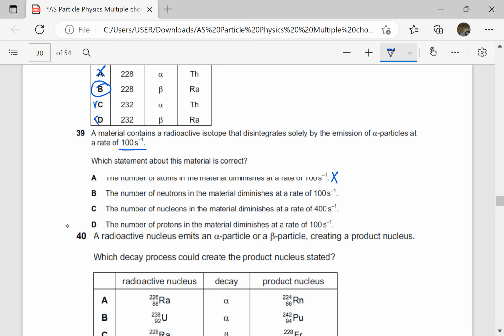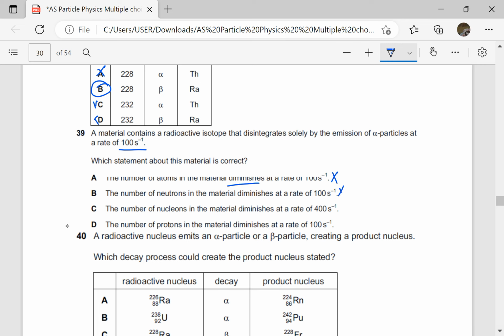That is not true. A material contains a radioactive isotope that disintegrates solely by the emission of alpha particles at a rate of 100 per second. That is 100 in 1 second. The number of atoms in the material diminishes, that is decreases, at a rate of 100 per second. That is not true. Then the number of neutrons in the material diminishes at a rate of 100 per second. That's also not true.